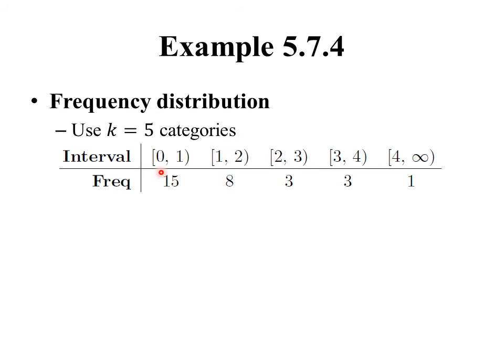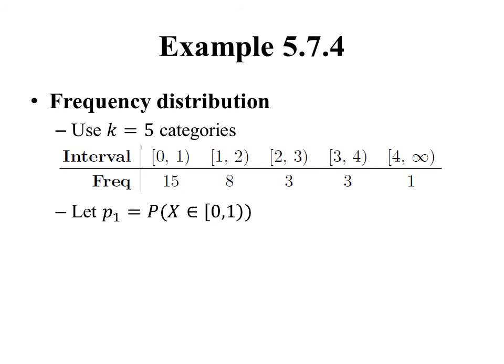So specifically what we mean by 5 categories is we're going to look at intervals from 0 to 1, 1 to 2, 2 to 3, 3 to 4, and then 4 to infinity. And so from our data, we have a total of 15 data values in this first interval, 8 in the second, and so on and so forth.